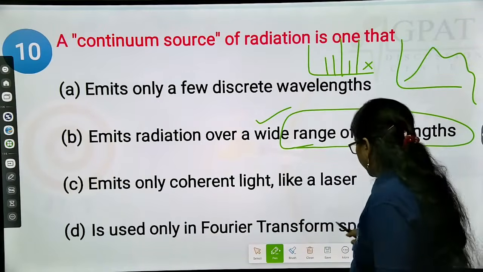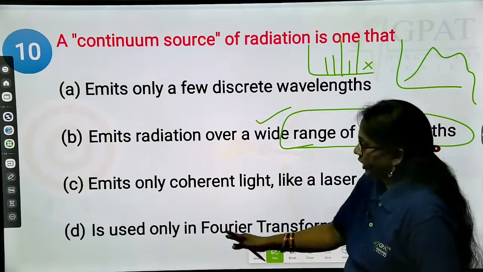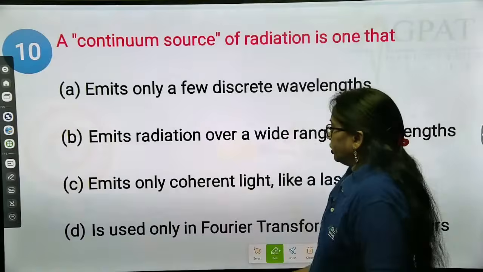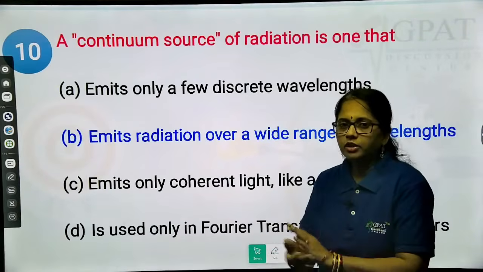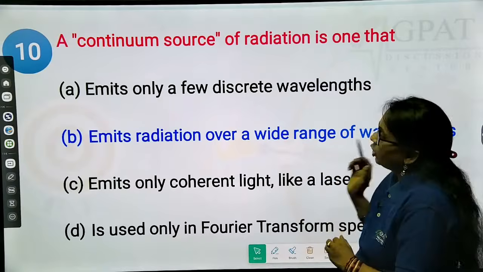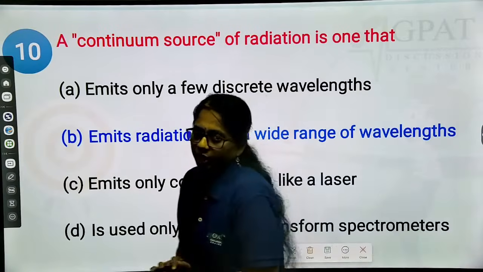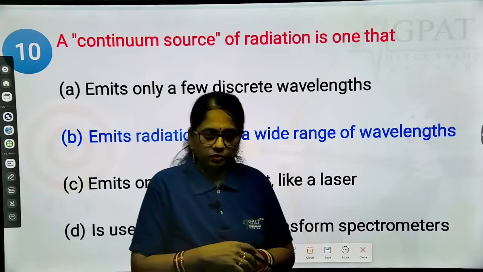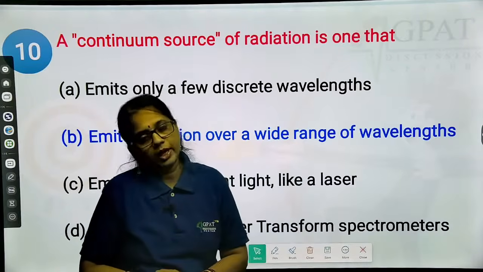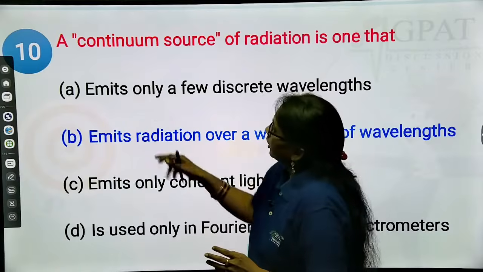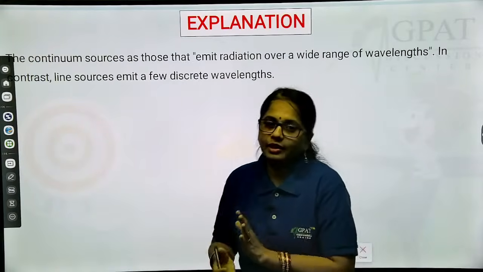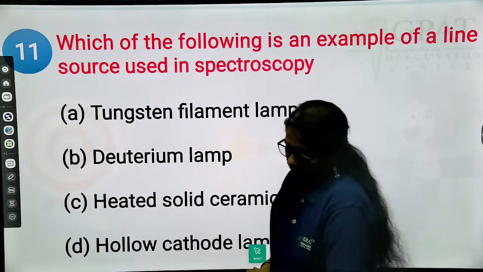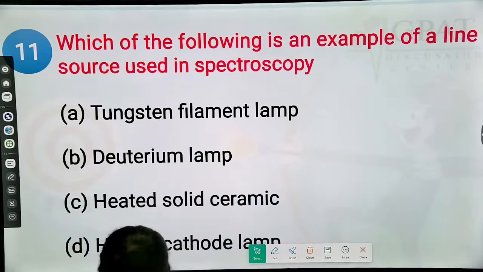It is used in Fourier transform spectrometers? No. Fourier transform means again we are going to see beam splitters and movable mirrors and all these things. Only option B emits the radiation over a wide range of wavelengths, so that for each and every wavelength we can get the value of the absorbance. So, that is called the continuous source. No discrete lines it is going to give.